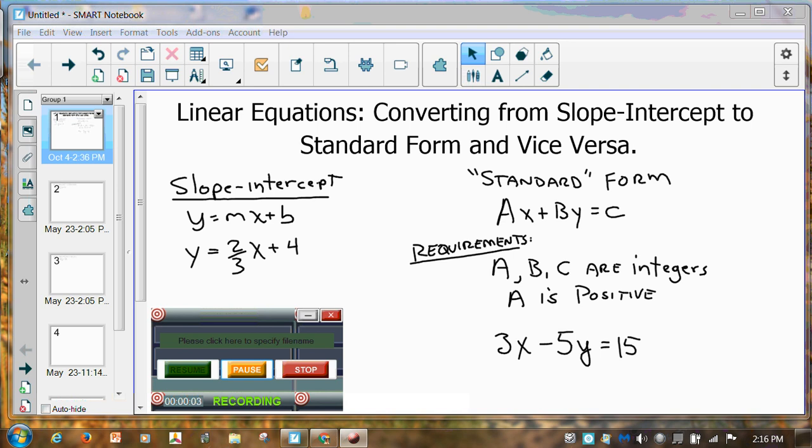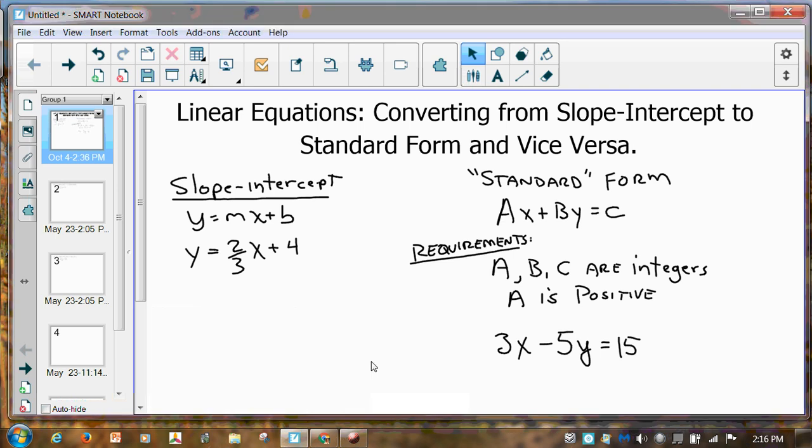This lesson today, we are going to show you how to convert the forms of linear equations to the other. So we're going to convert from slope-intercept to standard form, and we're also going to show you how to change from standard form of a linear equation to slope-intercept form. First of all, just a quick review.